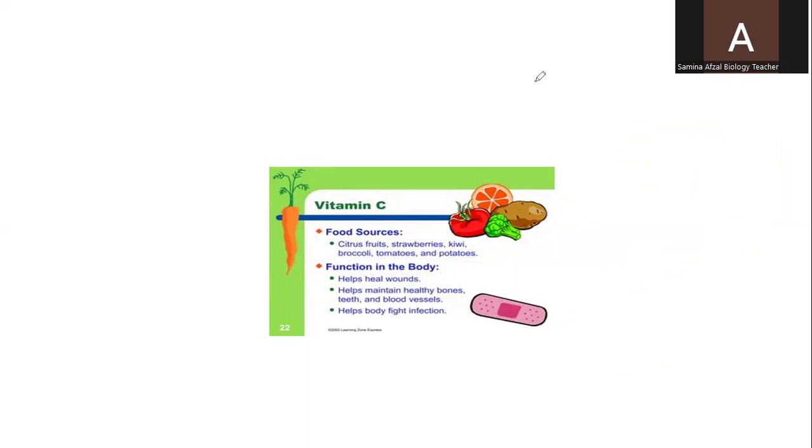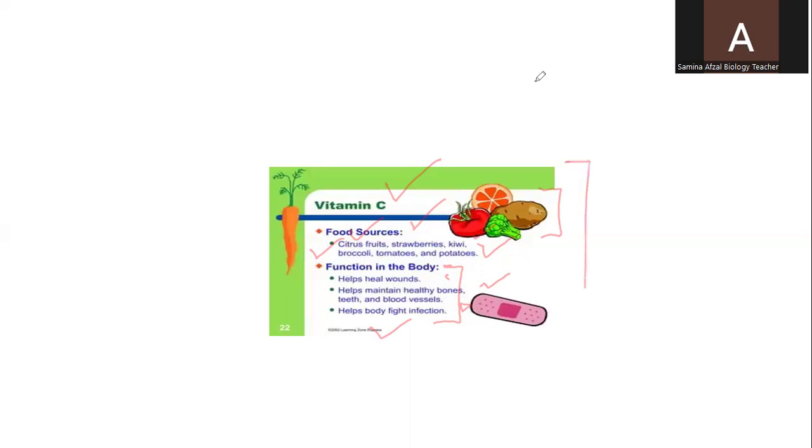For example, first of all, we will discuss vitamin C. Vitamin C can be obtained from citrus fruits, strawberries, kiwi, broccoli, tomatoes, and potatoes. So these are the different sources of vitamin C. Vitamin C is also present in chilies and dark green vegetables. The function of vitamin C is to help heal wounds, help maintain healthy bones, teeth and blood vessels, and help the body fight infection. So vitamin C is very helpful for us.